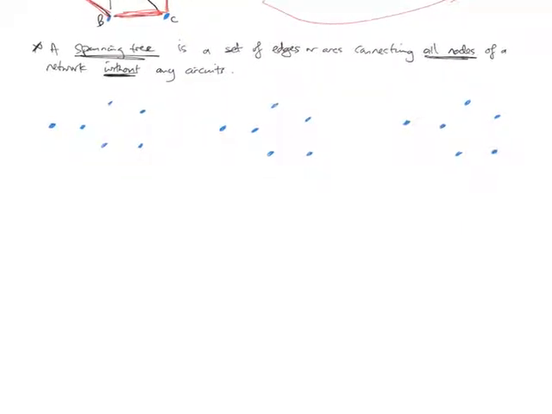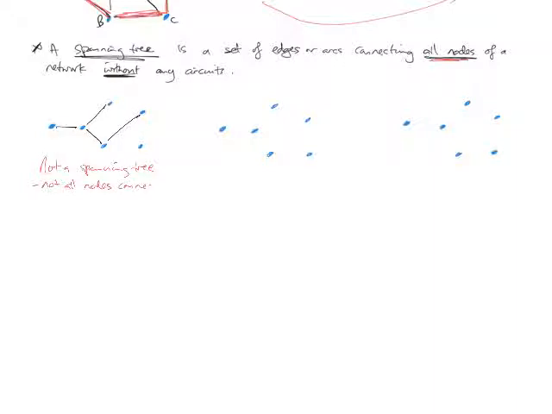Last, but certainly not least, is the idea of a spanning tree. It's a set of edges or arcs connecting all nodes of a network without any circuits. So if I was to draw this, that is not a spanning tree, because it has to connect all the nodes, not just some nodes. So that doesn't make a spanning tree. What if I drew this? Here, here, here, here, and then back there. That is also not a spanning tree, because it contains a circuit. A spanning tree is a series of edges or arcs that connect all nodes without joining back together.